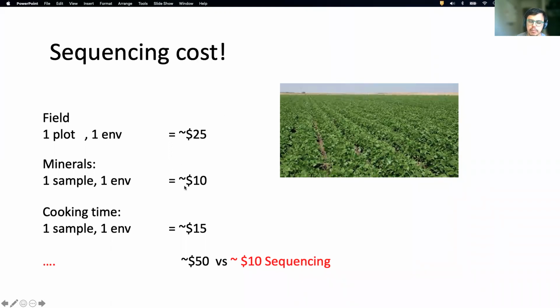So here I just put some costs in our breeding program. Just to generate this data in one environment, one rep, it's $50, and usually we want to generate that data in more environments, more reps. So if you compare $50 versus the $10 that we need to get the sequencing data, you can see that the difference is important. That is just one genotype, so imagine that usually we plan hundreds of genotypes, so the difference is going to be bigger and bigger.